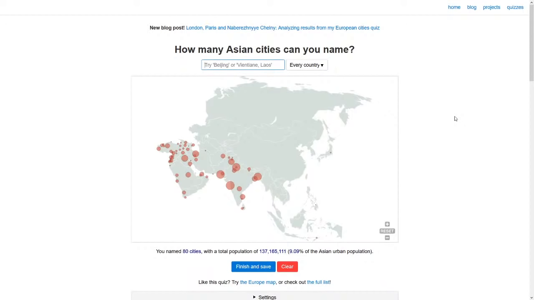Was that the capital of Maldives? I got it by accident yesterday when I was doing the world quiz, and now I can't remember it. There it is, Malé. Let's see. I feel like I should know more in India. No, Assam's a region.